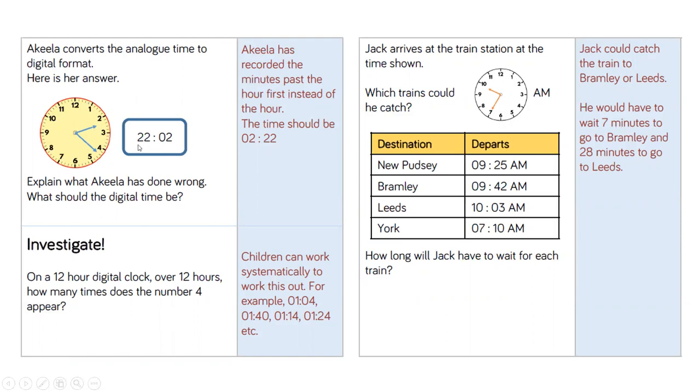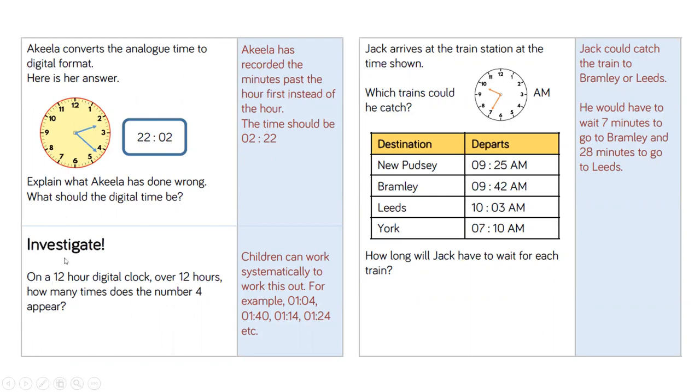Well, Akila has done 22 and she's done the 2. But the thing that she's done wrong is the 22 should be in the minutes, so it should be here, and the 02 should be in the hour, so it should be here like this, 02:22. So she's recorded the minutes and the hours in the wrong place.